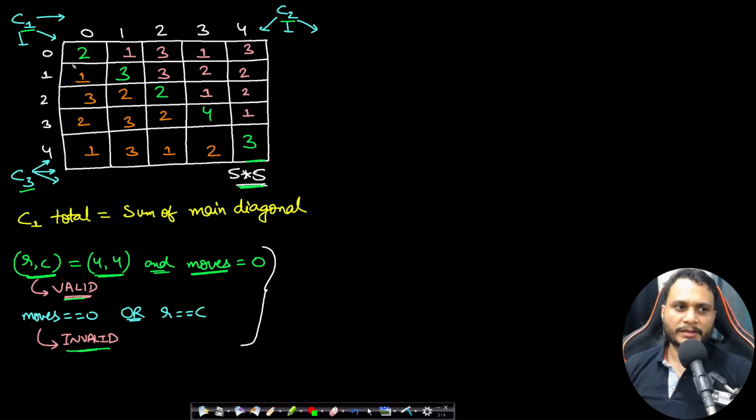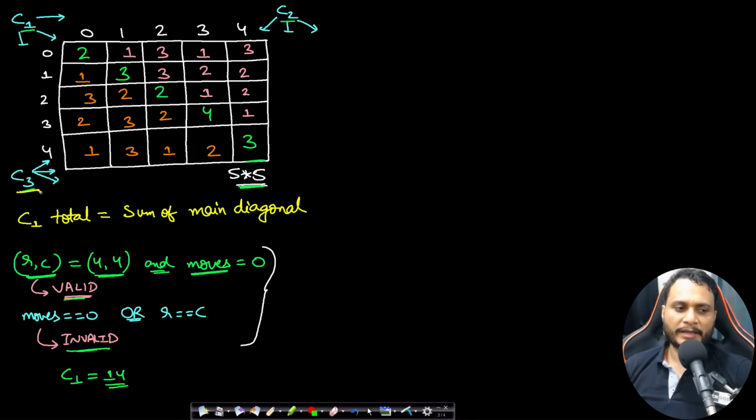Having understood this, you already know that C1 will only be able to go through the diagonal. So we can just add up the diagonal values to get C1's collected fruits. It will be the addition of all these values: 2 plus 3 is 5, plus 2 is 7, plus 4 is 11, plus 3 is 14. So C1 will be collecting 14 fruits, and all these fruits will be set to 0 after being collected. Okay, so let it be there.